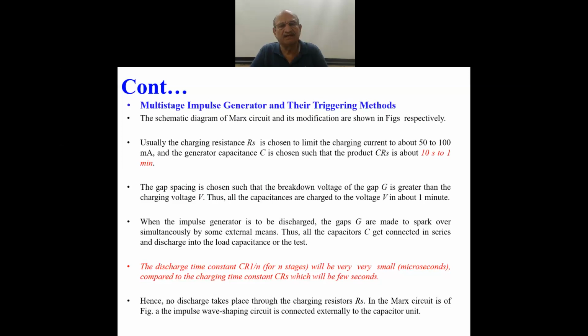Even 300 kV is very rarely used. Mostly it is 200 kV and 250 kV circuits that are cascaded. So the schematic diagram of the Marx circuit and its modification are shown in the figure.